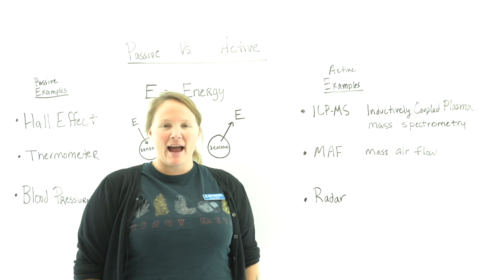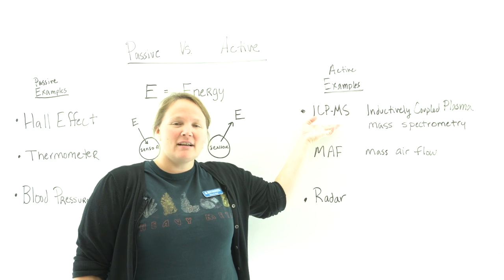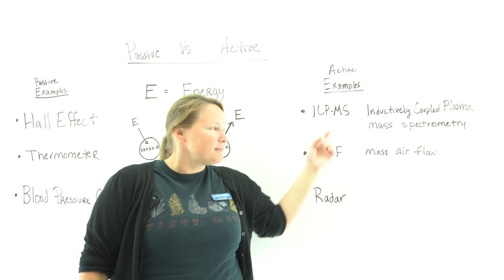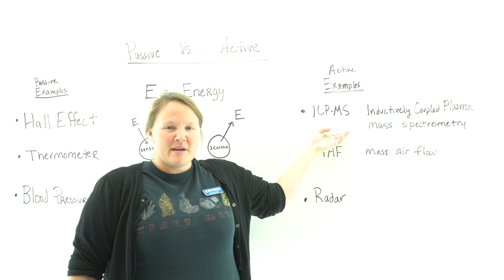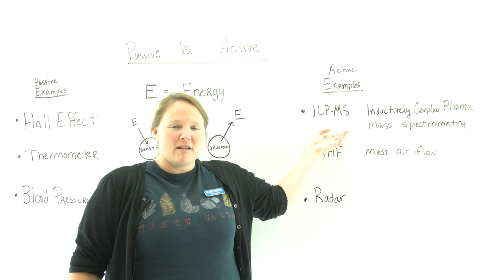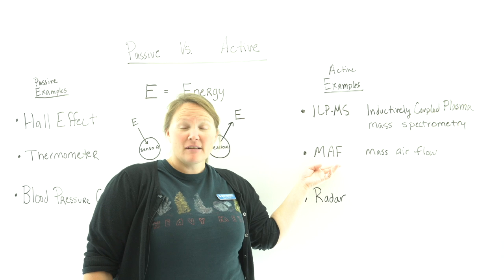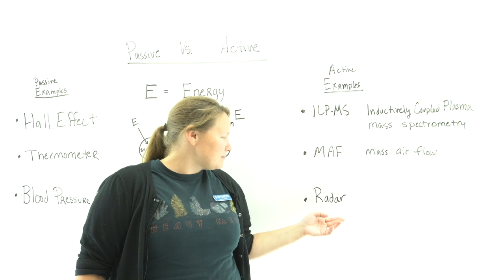Some examples of active sensors are ICP-MS, or inductively coupled plasma mass spectrometry. This type of machine you may recall from your chemistry classes. A MAF, or a mass airflow sensor, like we mentioned in one of the last videos. This is used in automobiles.